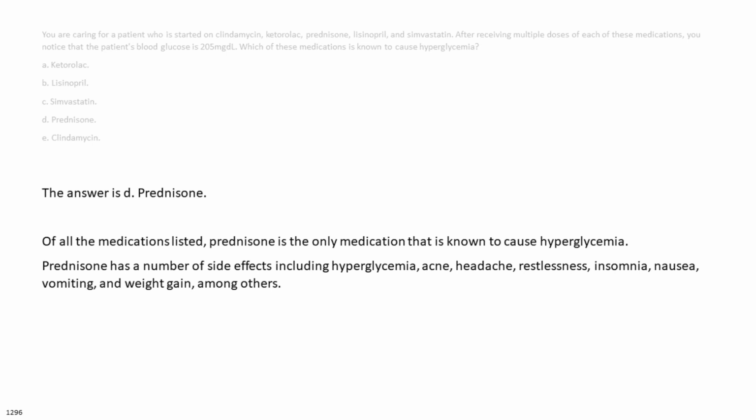The answer is D. Prednisone. Of all the medications listed, prednisone is the only medication that is known to cause hyperglycemia. Prednisone has a number of side effects including hyperglycemia, acne, headache, restlessness, insomnia, nausea, vomiting, and weight gain, among others.